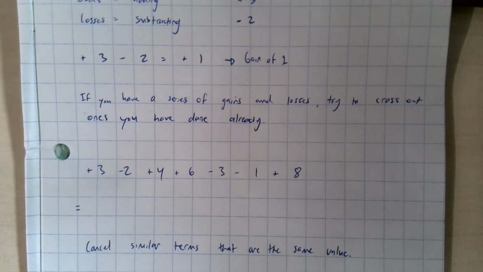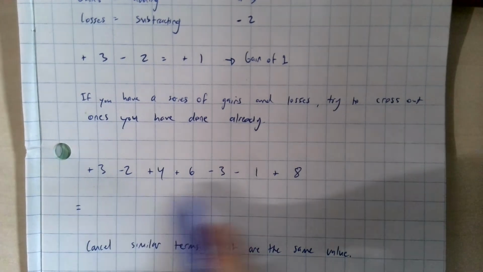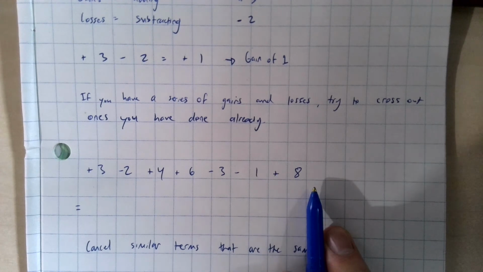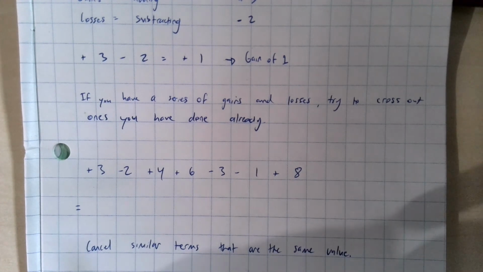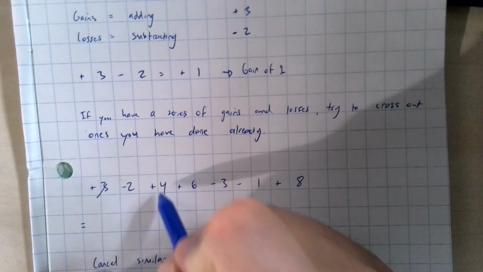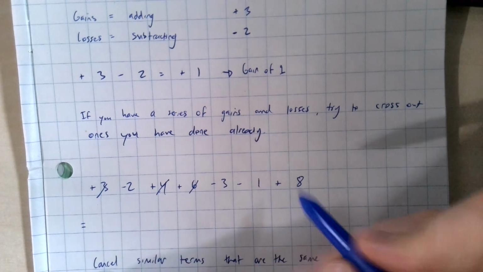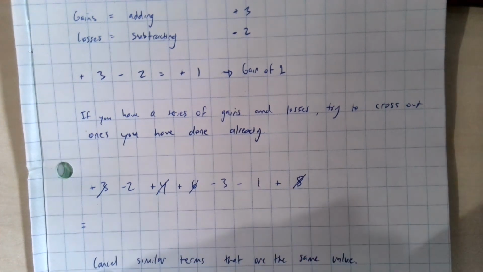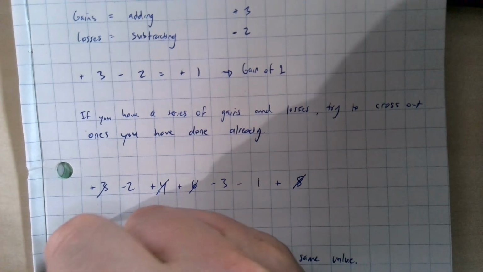Now, if I have a series of gains and losses, I can start crossing out the ones that I have already done. So I have a long string of gains and losses, or additions and negatives. And I'm just going to start tabulating them in my mind. I'm going to start with positives first, and then I'm going to do negatives after. So I have 3. I'm going to start with 3. I'm going to add 4. So that's 7. I'm going to add 6. That is 13. And I'm going to add 8. And that is 21. So now I'm at 21 positive.